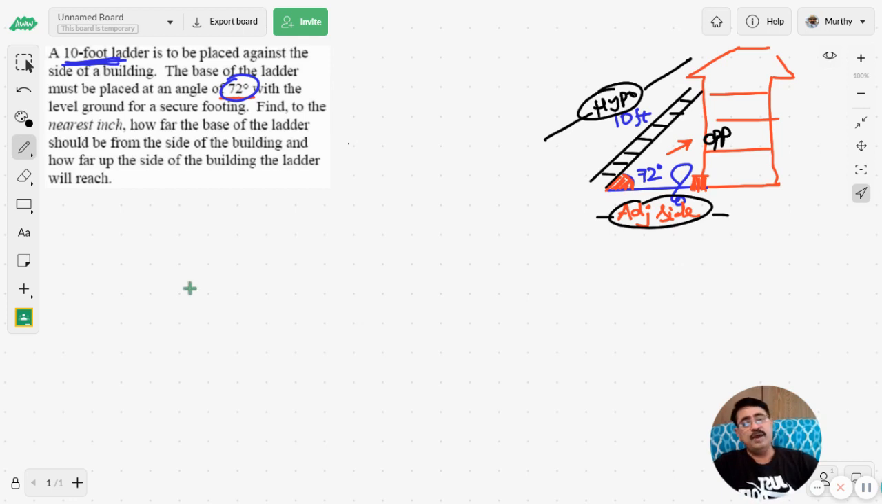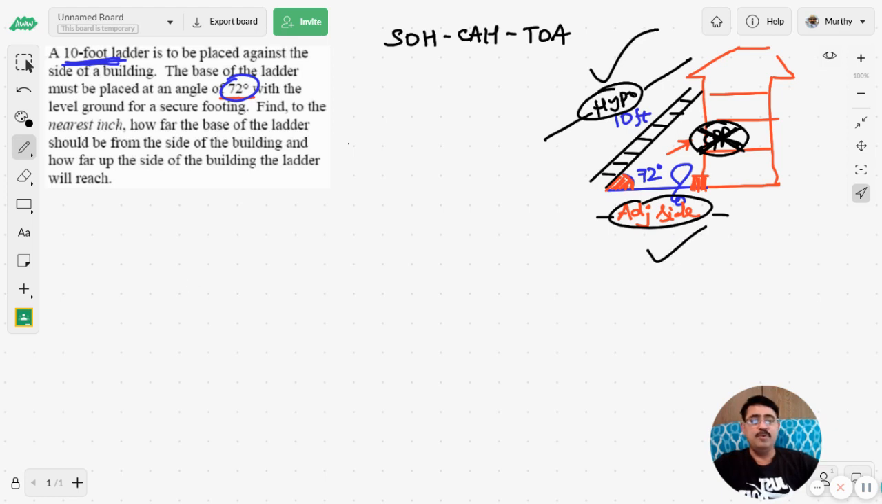So where do you find adjacent and hypotenuse? Please remember there is nothing to do with this opposite side. Okay, so think of SOHCAHTOA. Adjacent and hypotenuse, where do you find them? It is CAH, which is cos.